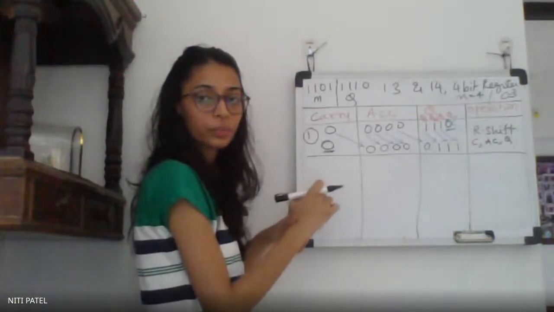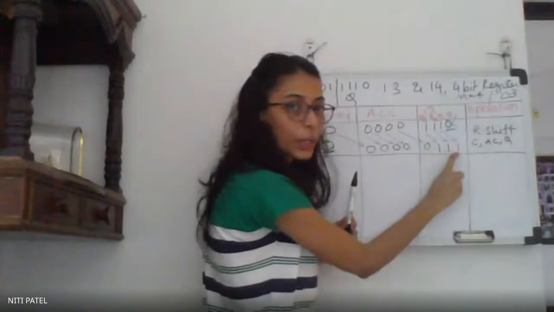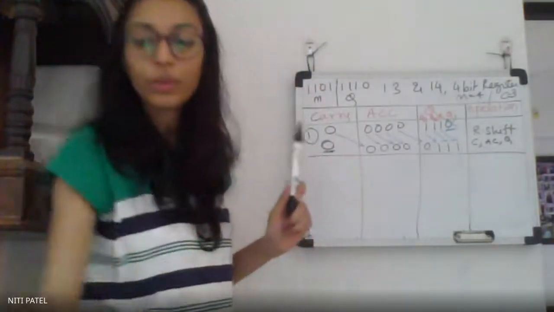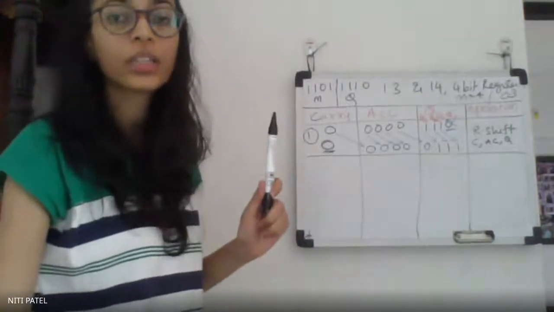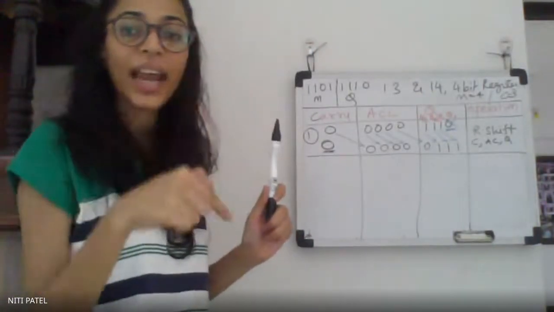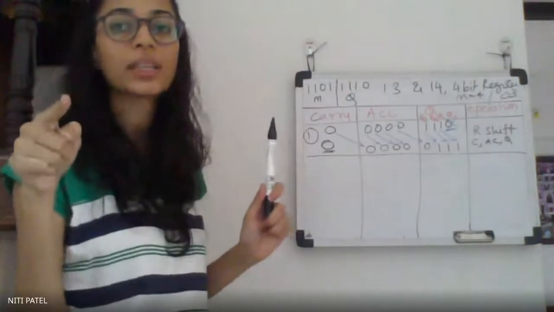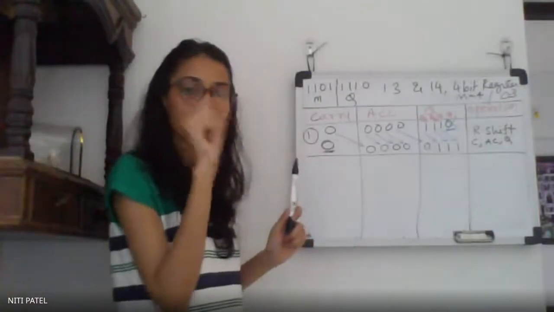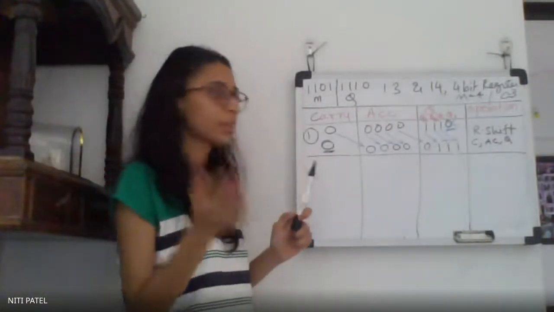Yes, ma'am. So what is the value of new Q0 over here? The value of new Q0 is 1. Now what I have to do, if the value of Q0 is 1, will I do direct right shift or will I do AC is equal to AC plus M? AC is equal to AC plus M. Why? Because if Q0 is not 0, you have to do AC is equal to AC plus M.